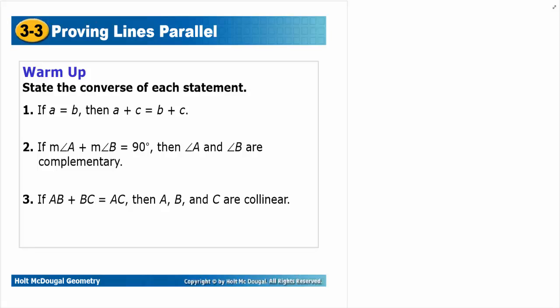Okay, so again in 3.3 we're going to be doing some converses of some theorems. So that's what this warm up is about, making sure we're good at finding converses and things like that. If you are good at that, then this should have been really easy. If not, well, we're going over it. So in this case, to get started, I will state the converse of each statement.